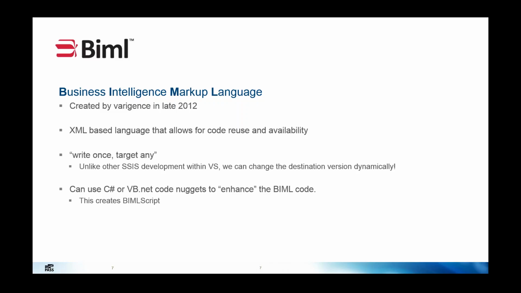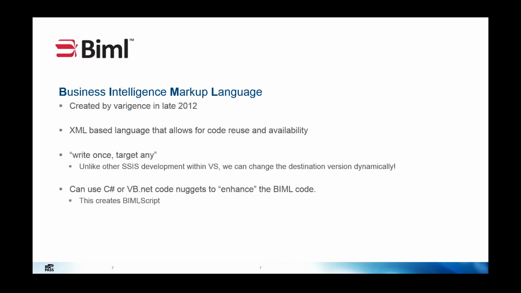Unlike essentially every SSIS development that we've ever had to do within Visual Studio, we can change the destination version dynamically. So if you've been struggling with trying to support 2005 and 2008 and 2012 all within your environment, BIML can handle that very easily. You can say, I want to target 2005 SSIS packages, or I want to target 2008 SSIS packages. That's a really cool addition, to be able to just change the destination version and say, oh, I want to go to this separate version.